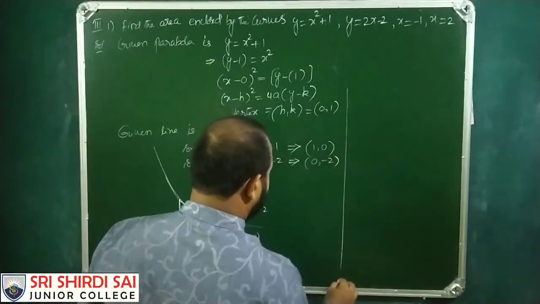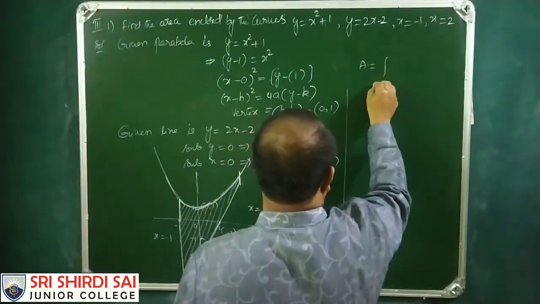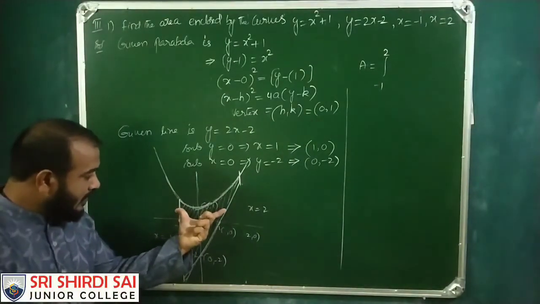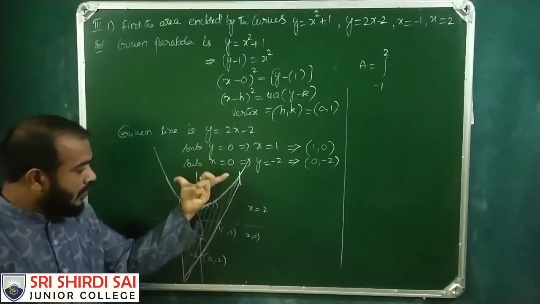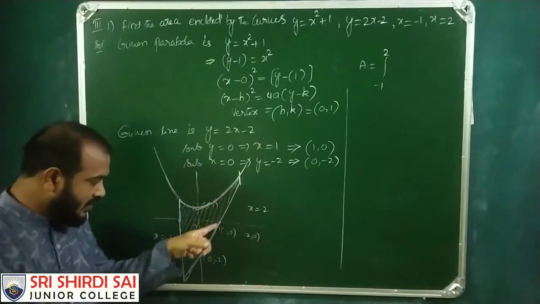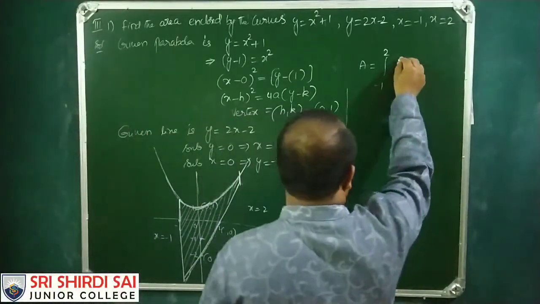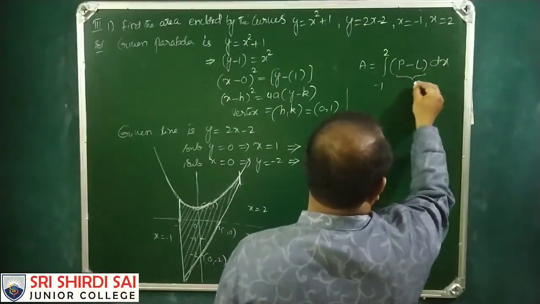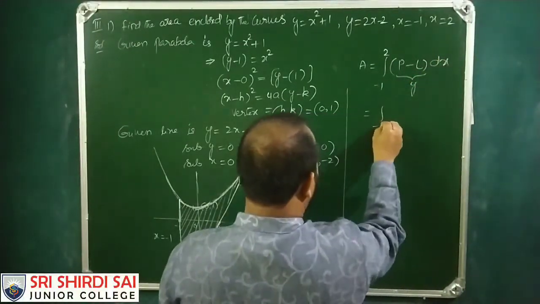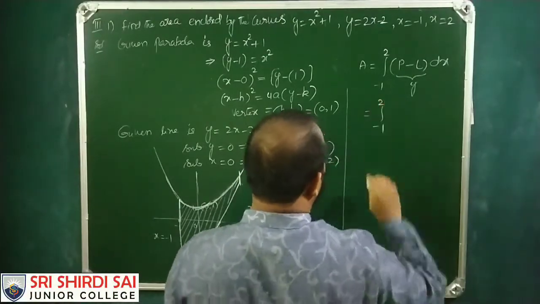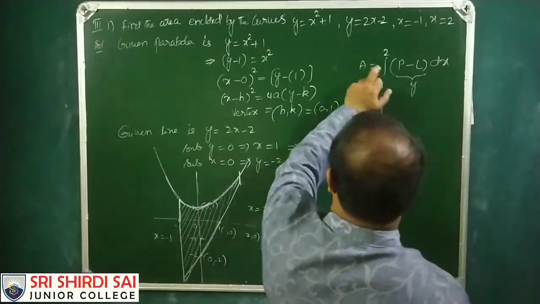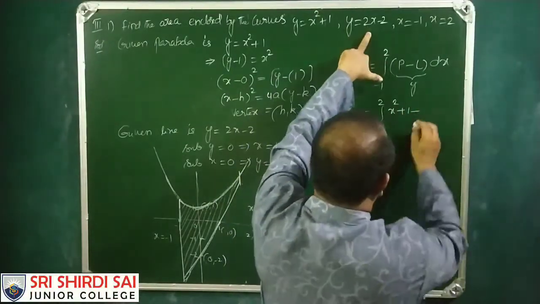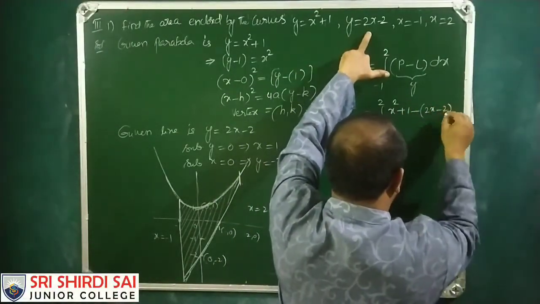So area is equal to the integral from minus 1 to 2. The parabola is the upper curve, and below that the line is there. So it is parabola minus line, dx. So what is this? y dx, from minus 1 to 2. For the parabola, y is equal to x square plus 1, minus the lower curve, 2x minus 2, whole dx.